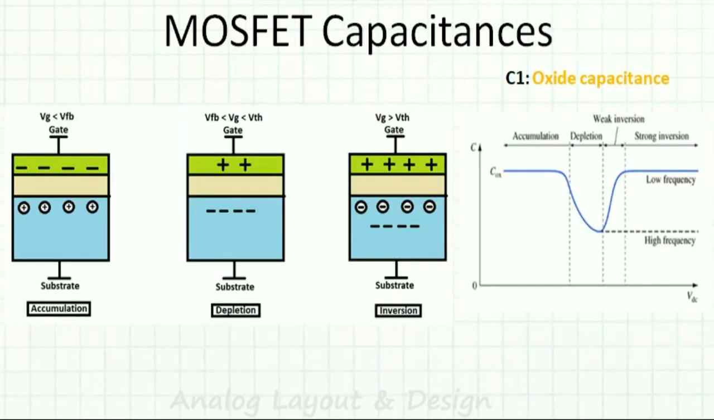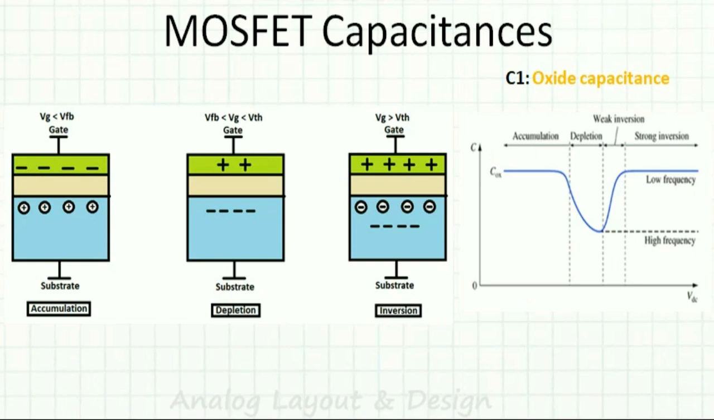Let's understand oxide capacitance in detail. The oxide capacitance is a function of the gate voltage, so based on the gate voltage, the capacitance will change. What do we mean by capacitance? Capacitance is how much charge it can hold. Suppose this is the insulator with one plate and another plate. How much charge it can hold in these two plates is your capacitance. Capacitance is the capacity to hold charge.